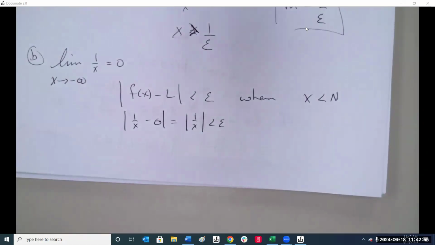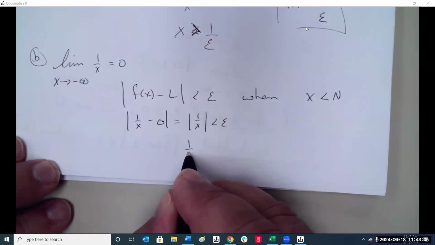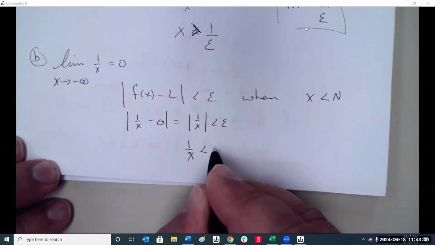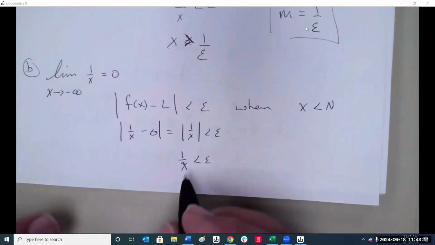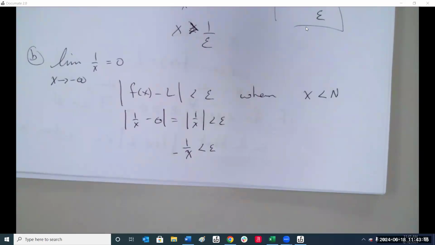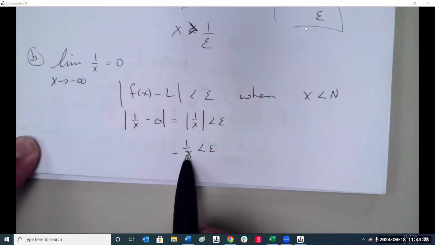Okay, now it's different. The setup has been the same. But for here, our x's are negative. Is it 1 over negative x or is it negative 1? It's the same thing. But yeah, because we're going to negative infinity, we're using negative x's.